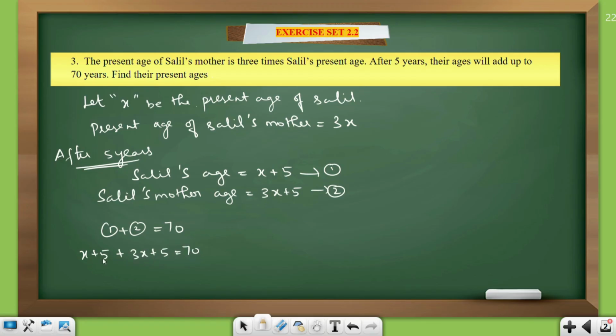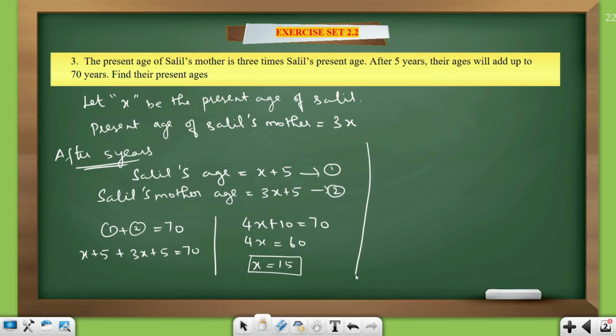So there are two x values, x and 3x. If you add, we will get 4x, and 5 plus 5 is 10, which equals 70. So this implies that 4x is equal to, if you take this plus 10 to the right hand side, it will be minus 10. So 70 minus 10 is 60. So 4x is equal to 60. This implies that x equals 60 divided by 4, which is nothing but 15. So we got the value of x here, which means x is nothing but the age of Salil.